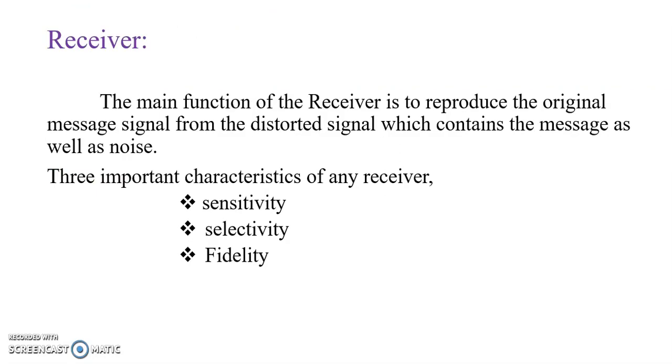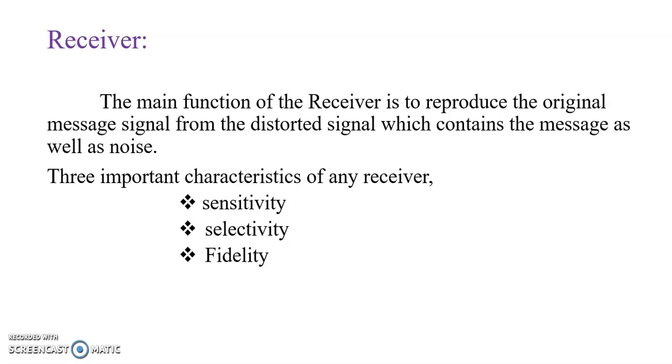Next one is the receiver. The third part of the communication system is the receiver. The main function of the receiver is to reproduce the original message signal from the received signal. The received signal may be a noise affected signal or a distorted signal. From that signal, the receiver should recover the original message signal which was originally transmitted from the source. This is the main duty of any receiver.